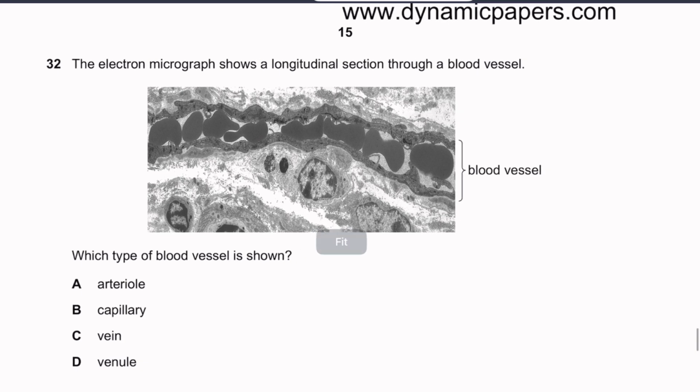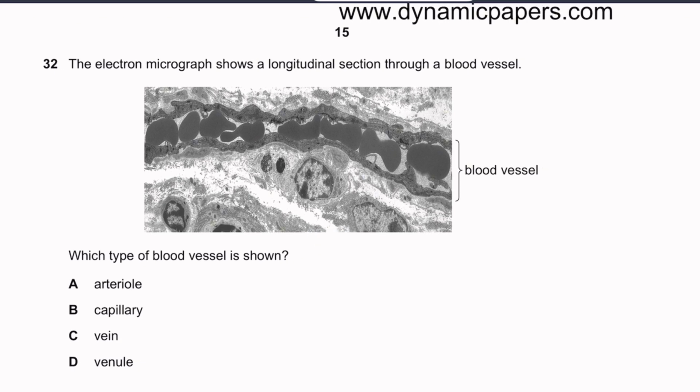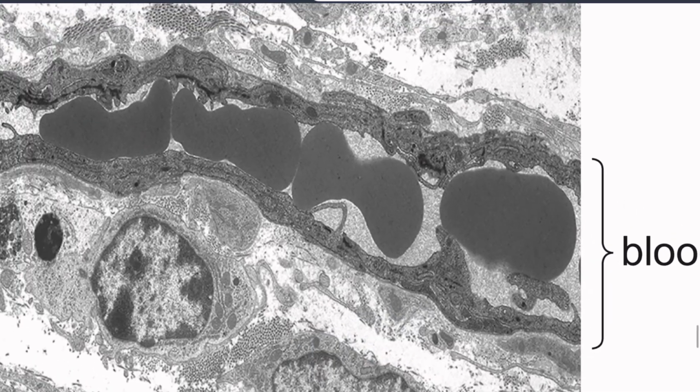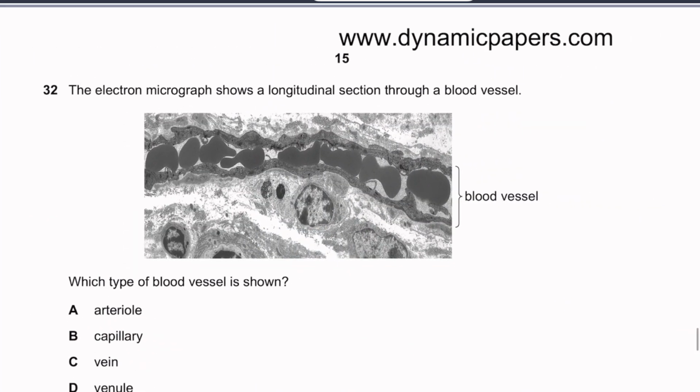Okay, the electron micrograph shows a longitudinal section through a blood vessel. So which type of blood vessel is shown? Now, I suppose since we can see individual cells and not many layers, just a single cell layer and only red blood cells passing through, this is definitely a capillary.